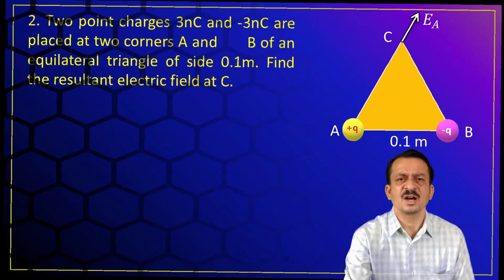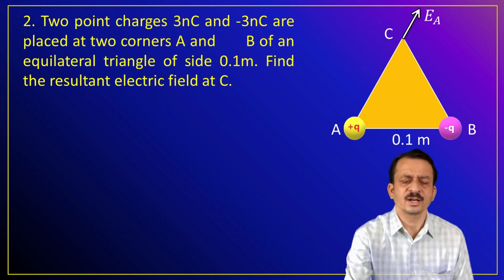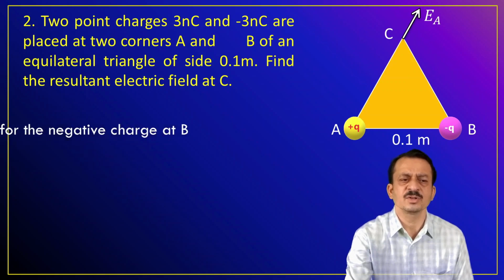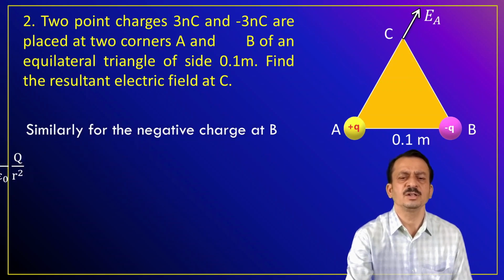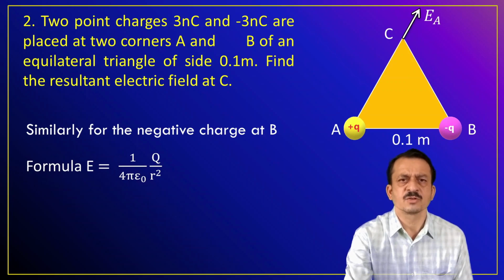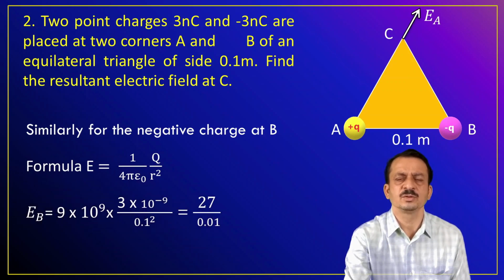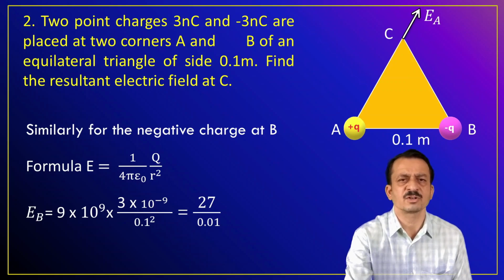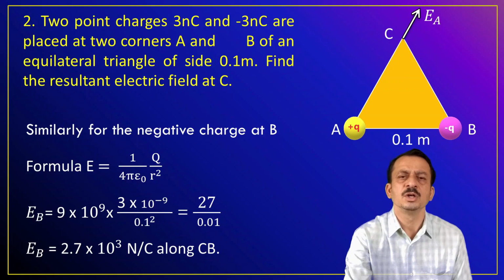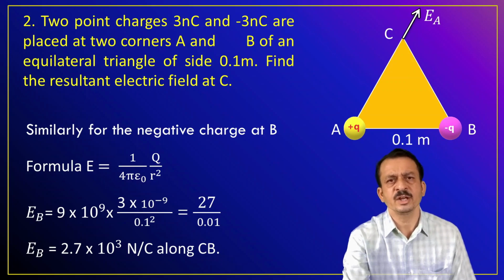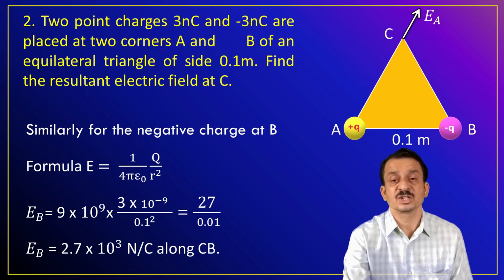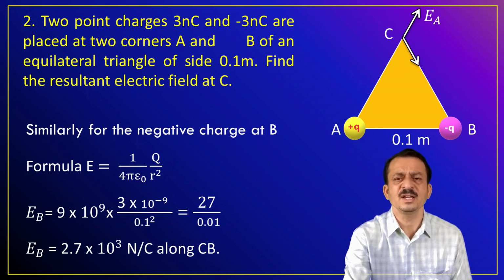Now we have to work out for the negative charge. Since the charge has the same magnitude, the electric field at C due to the negative charge also has the same magnitude as that of the positive charge. So look at that one. The formula remains the same. Substitute the values: 9 into 10 to the power of 9 into 3 into 10 to the power of minus 9 divided by 0.1 square. After simplification, once again we are going to get the same value, 2.7 into 10 to the power of 3 newton per coulomb. Now what is the direction? Since it is a negative charge, it is along CB as shown in the diagram. It is along CB.